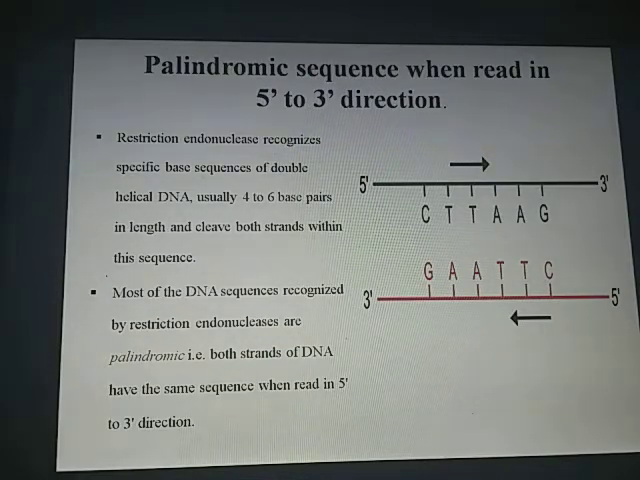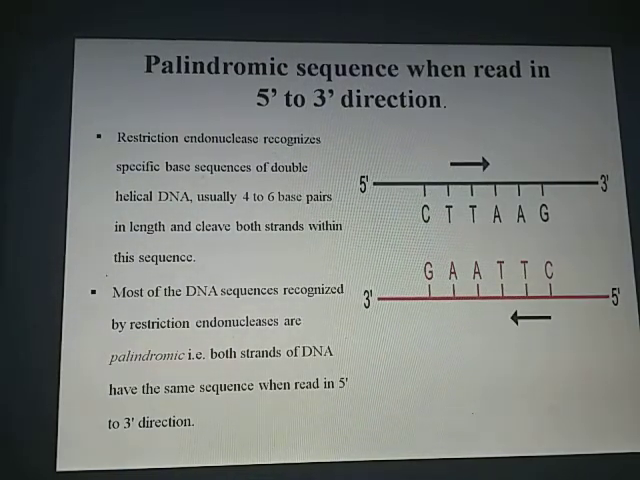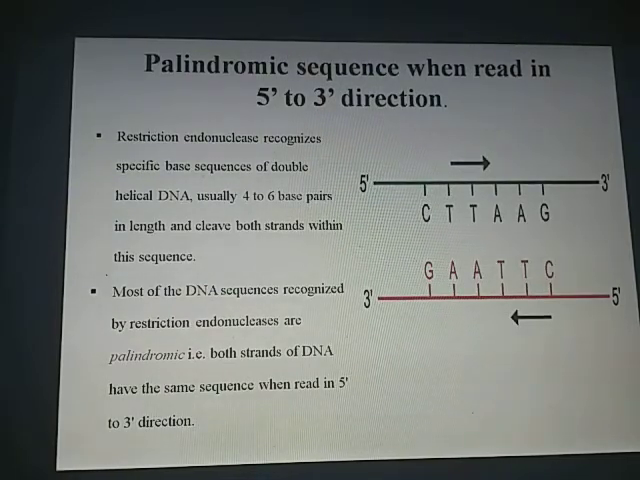Most of the DNA sequences recognized by restriction endonucleases are palindromic. It means that both strands of the DNA have the same sequence when read in the 5' to 3' direction. Here you can see in the diagram that the palindromic sequence in the 5' to 3' direction reads CTTAAG. In the other strand also, the palindromic sequence reads CTTAAG. This is called a palindromic sequence, where the enzyme restriction endonuclease acts.